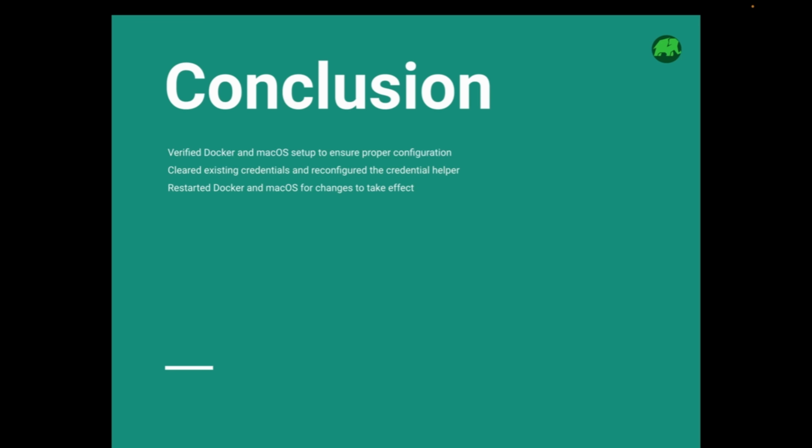To wrap up, we've walked through how to resolve credential helper issues on macOS by configuring Docker to use osxkeychain as the credential helper. We've also seen how to verify the fix and troubleshoot any lingering problems. With this solution, Docker will now securely store and manage your credentials without issues.